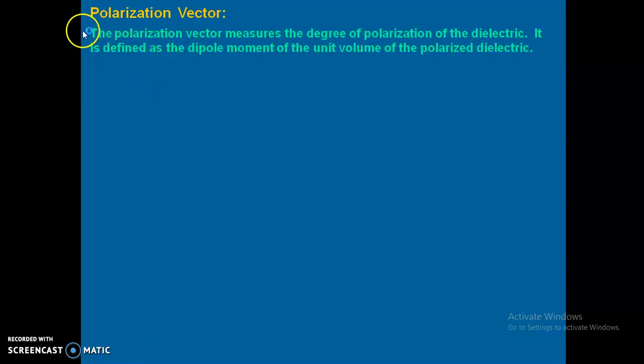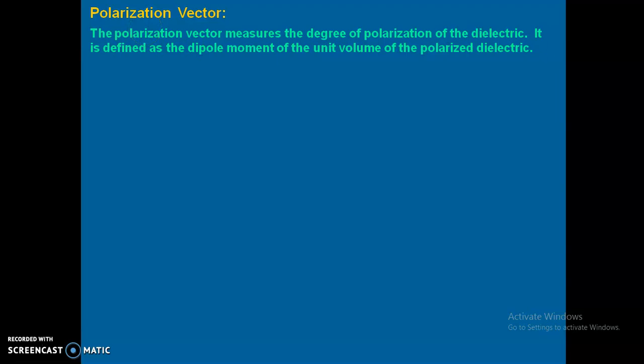This video lecture will start with the topic polarization vector. So let's see what it is. The polarization vector measures the degree of polarization of the dielectric. It is defined as the dipole moment of the unit volume of the polarized dielectric. So the degree of polarization is measured by the polarization vector, right?